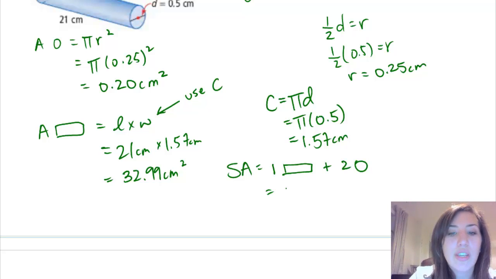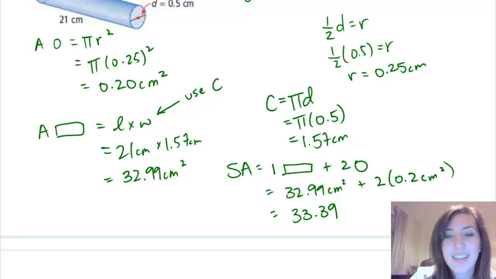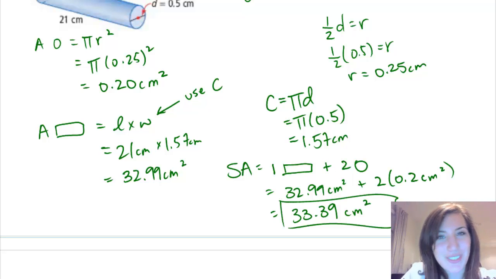So that equals 32.99 centimeters squared plus 2 times 0.2 centimeters squared. And if we add all of this together, we should get a value of 33.39 centimeters squared. That is our total surface area.